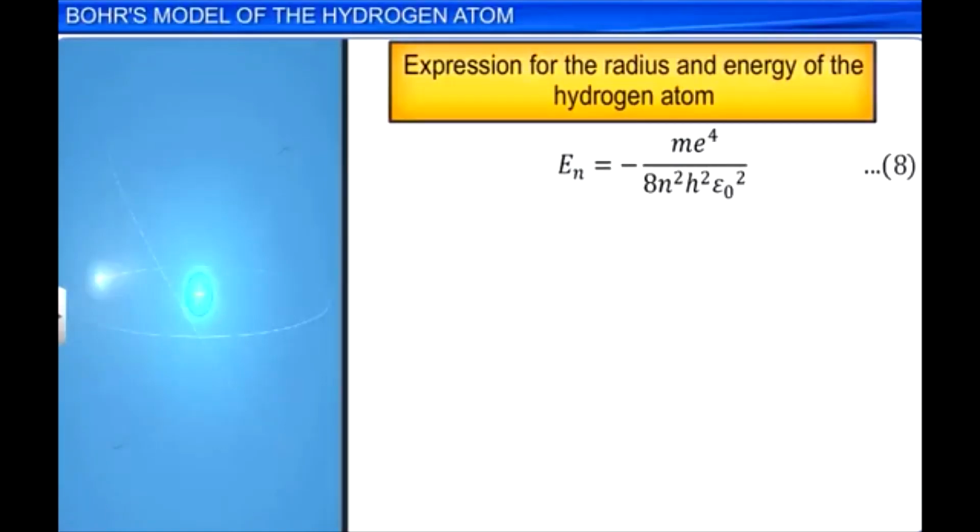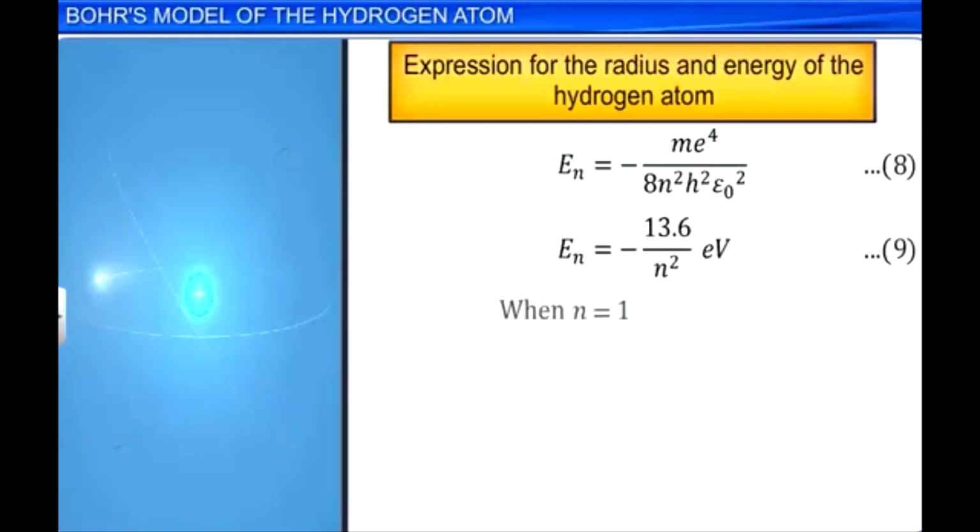Substituting the values of m, e, epsilon naught, h, and simplifying, we get E_n is equal to minus 13.6 by n square electron volt. Let this be equation 9. The negative sign of the total energy of an electron moving in an orbit means that the electron is bound with the nucleus.